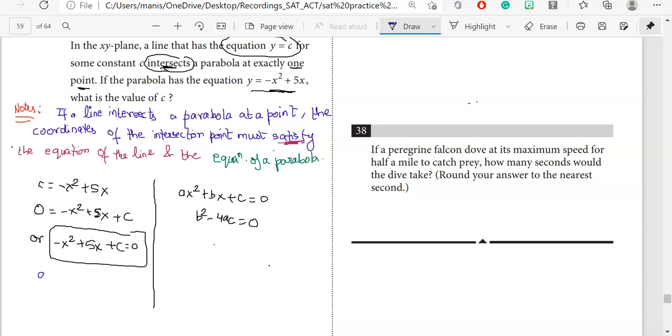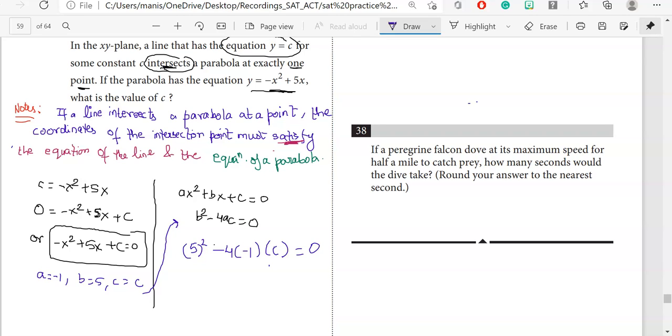If I compare this, the value of A is -1, the value of B is 5, and the value of C is just C over here. So I will plug in these values in my formula: 5 squared minus 4 times -1 times C equals 0.